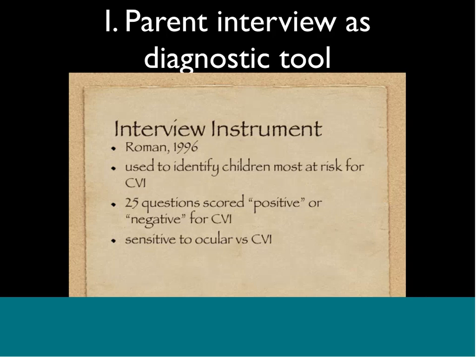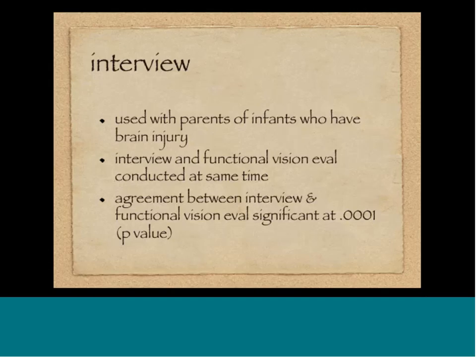What we found was that the parents of children with eye disorders answered the questions extraordinarily differently than those with CVI. So we knew it was sensitive to CVI but not ocular. We then asked the same questions of parents of infants who had some kind of brain injury, kids leaving the NICU or with a history of a brain disorder or condition. While the interview was happening, a trained teacher of the visually impaired was with that baby in another room and conducted the CVI range with that child. Then we paired what the parent said with what the child did, and the match was significant, with a p-value of 0.0001, meaning it's almost impossible to be chance.